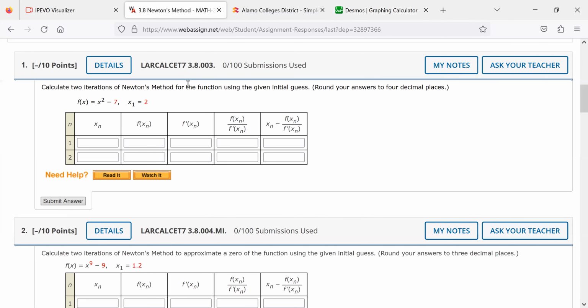So let me write this question down. So number 1, I'm not going to fill in all the boxes. Well, I'm going to do it all at once so you can see, but I'll break it down. Calculate 2 iterations of Newton's method. f is equal to x squared minus 7. Starting point is x1 equal to 2.